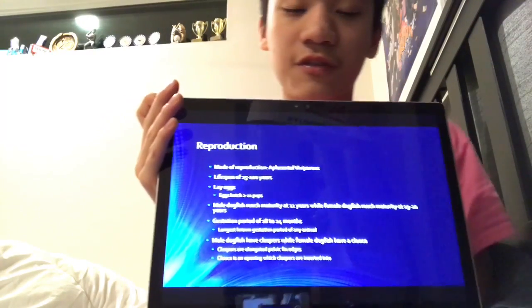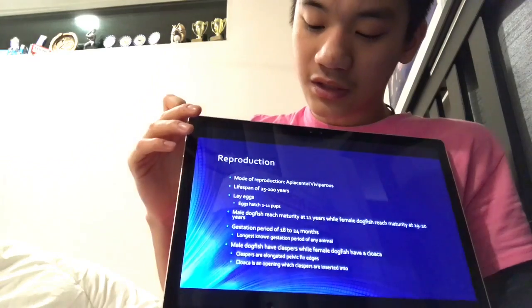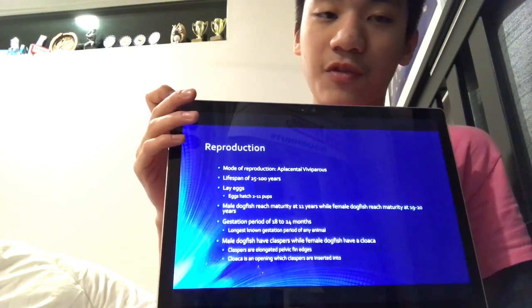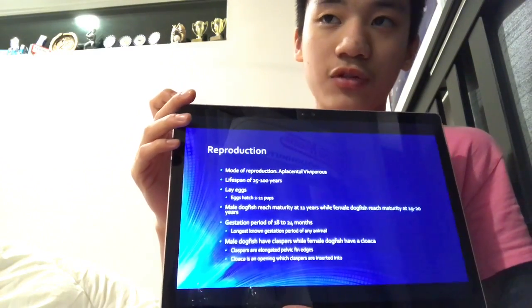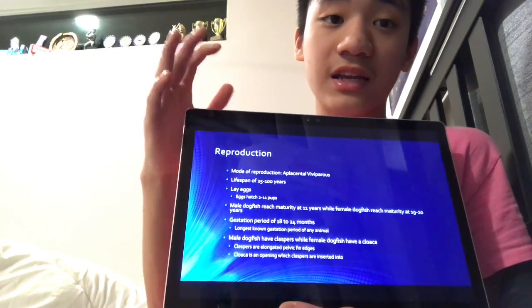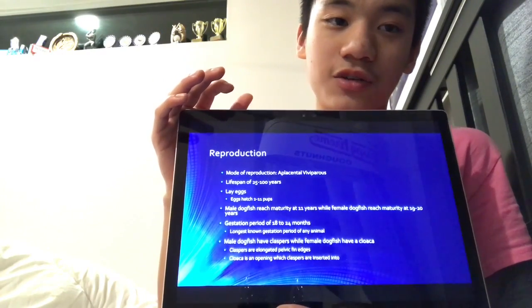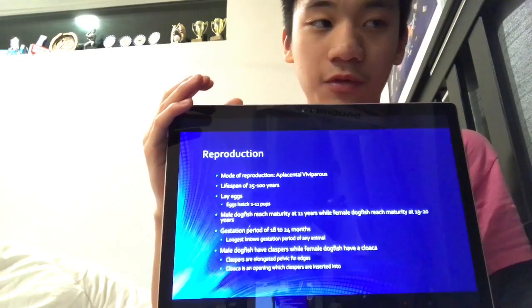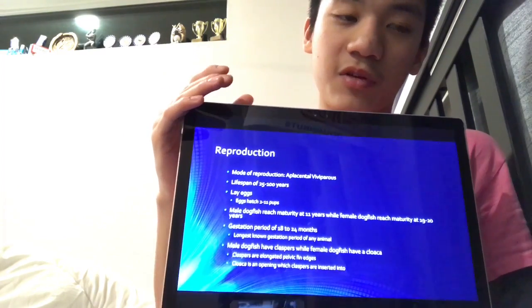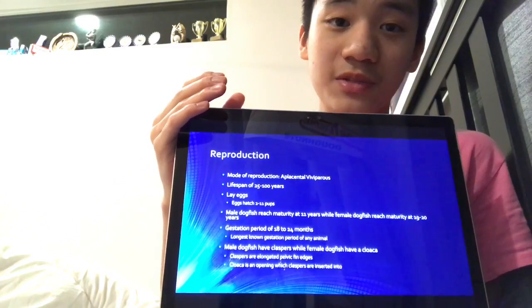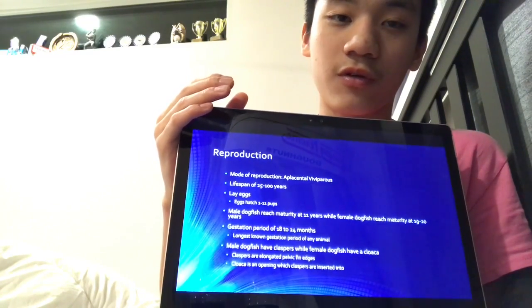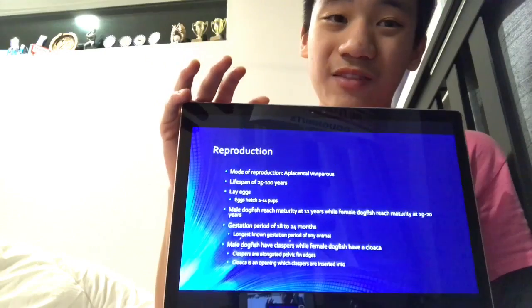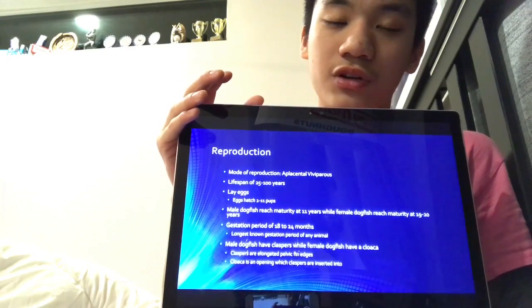The reproduction for spiny dogfish is called aplacental viviparous, which means that the embryo develops within the mother's body in an egg and is not laid until it is just about ready to hatch. These eggs give birth to 2 to 11 pups, and these pups will live on to a life that ranges between 25 to 100 years.